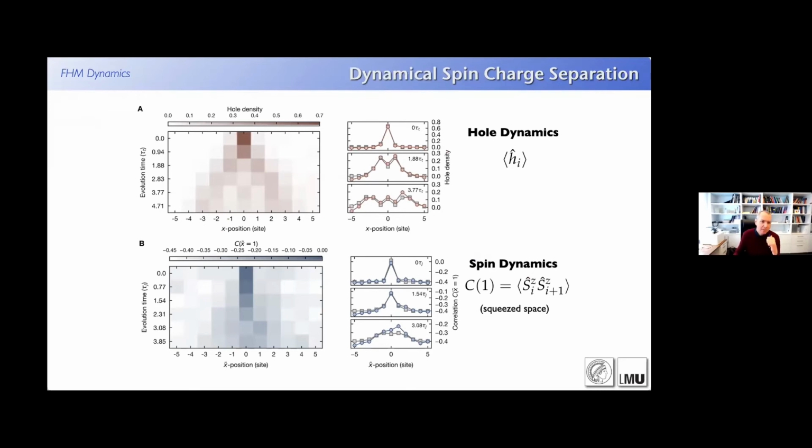How do we measure that? Let me show you the experimental data. This is the lattice position in our optical lattice of the 1D system. This is evolution time on the vertical axis, in terms of tunneling times. At time t equals 0, I shoot out one atom on this side. So you see the hole density is 1 on this side. So you start with the localized hole.